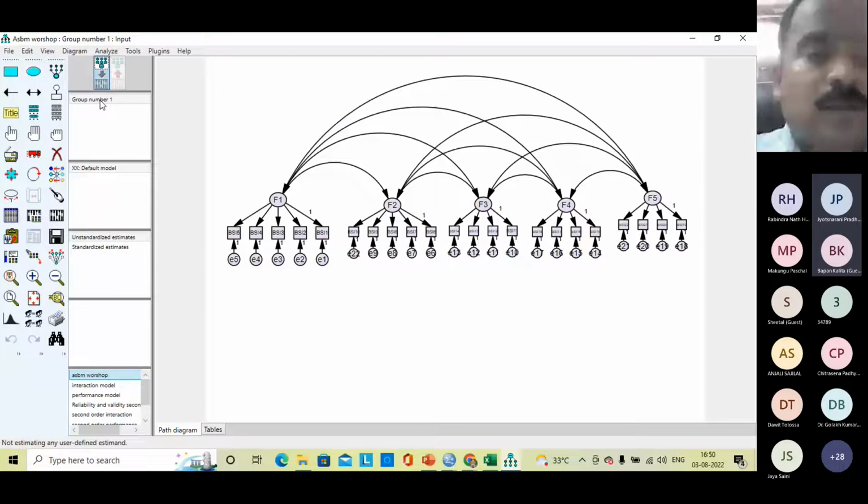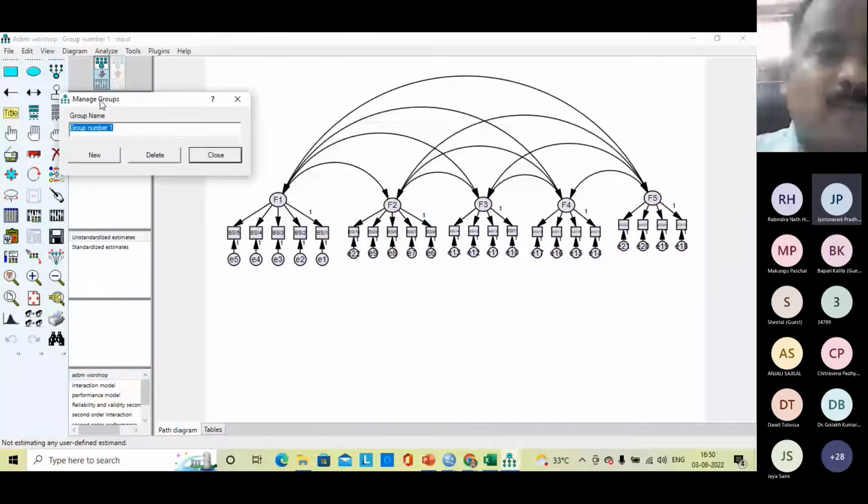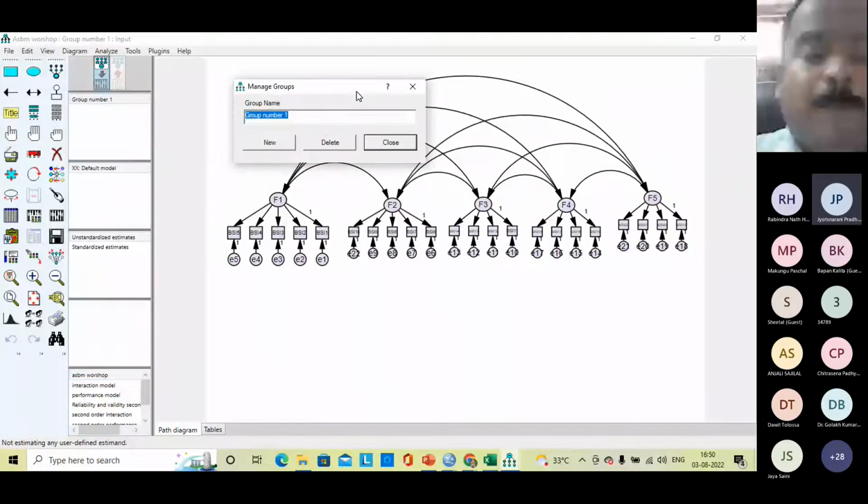Double click there. Double click on group number 1. Such a pop-up box will appear.